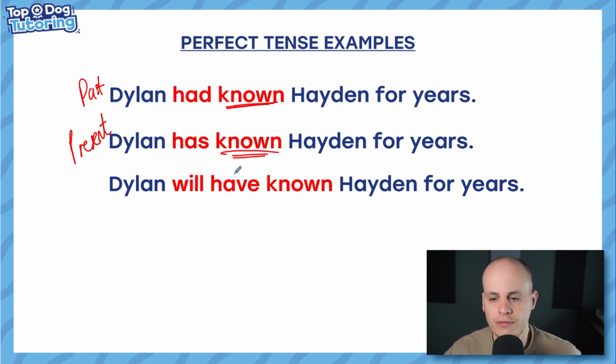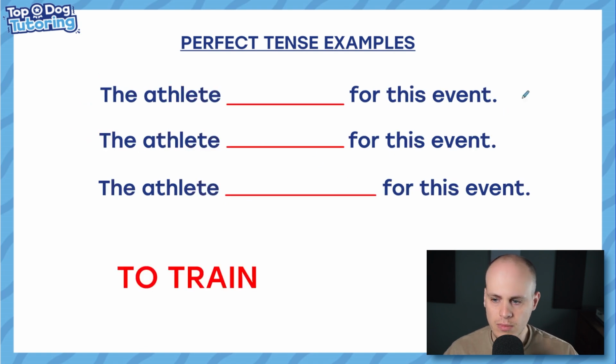It's like, yeah, okay, in the future I will still have known him. Okay, that sort of thing. All right, so that's one example. Let's try another one, but this time maybe you guys can have a go at actually adding it in.